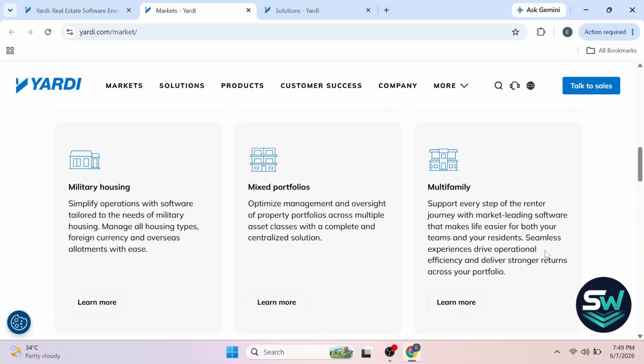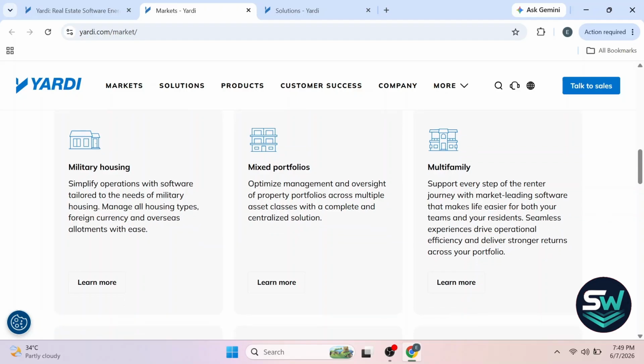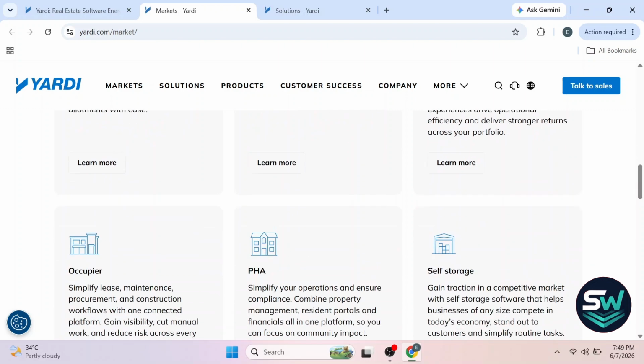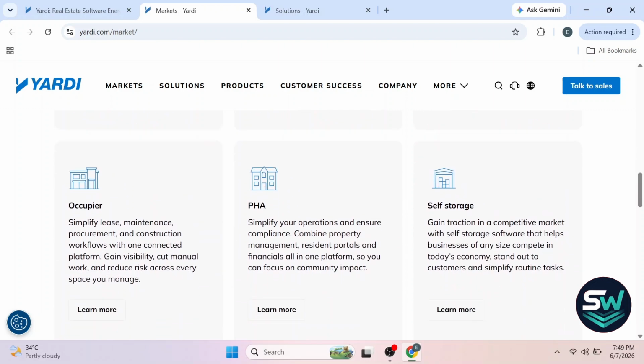Then we have multifamily solutions. So multifamily solutions support apartment communities and rental portfolios. Features cover leasing, resident engagement, operations, maintenance, accounting, and overall property performance. Occupier solutions help organizations manage leased and owned spaces.